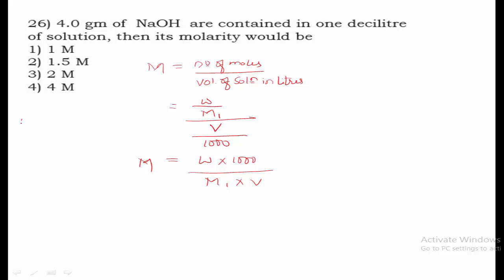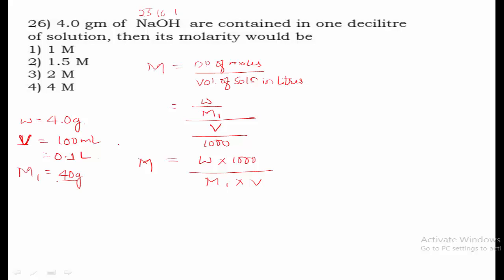So first write down the given things. They have given W, the given mass, that is 4.0 gram, contained in 1 deciliter. So 1 deciliter, that is volume. 1 deciliter is equal to how much? 100 ml, or you can say 0.1 liter. And now M1 is also needed, the molecular mass of NaOH. It is not given, but the molecular weight of NaOH should be known, that is 40 gram. Or you can calculate: Na is 23, oxygen is 16 and hydrogen is 1. So totally its molecular mass becomes 40.